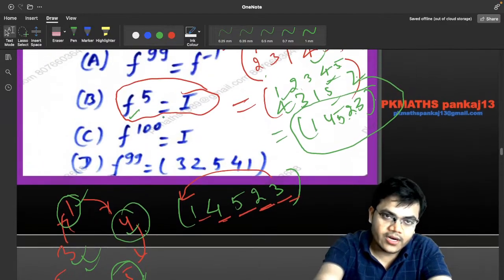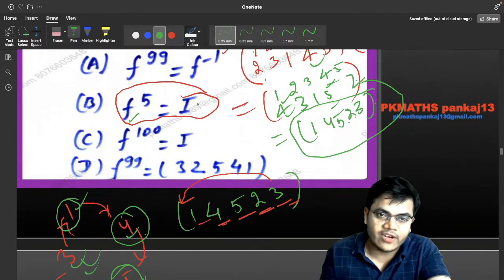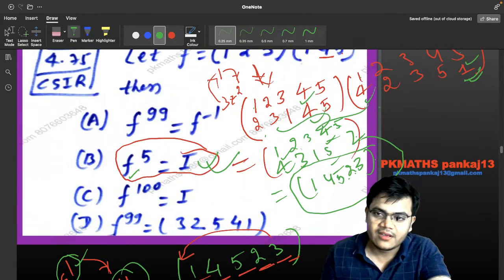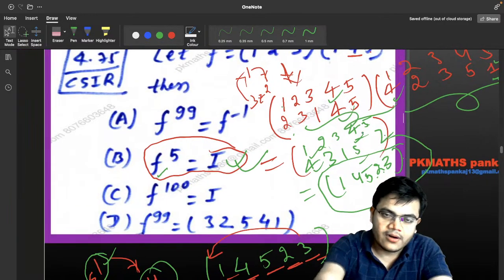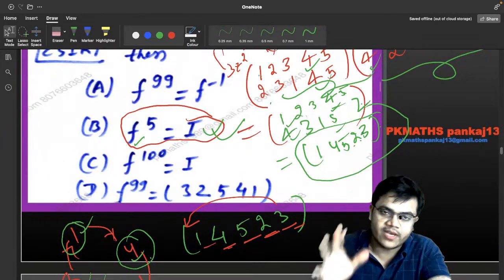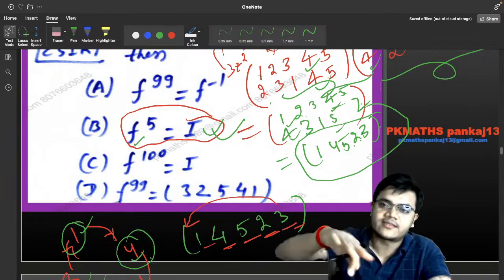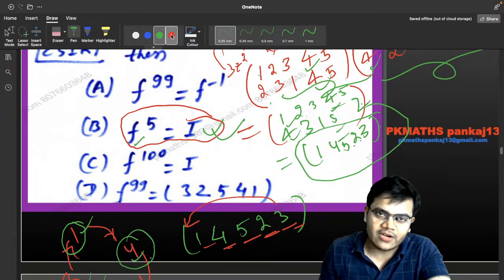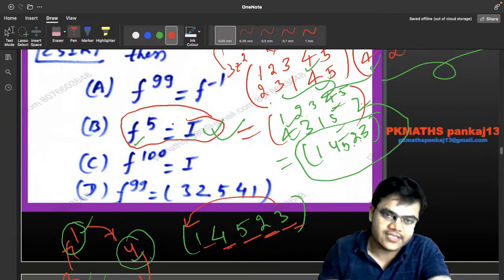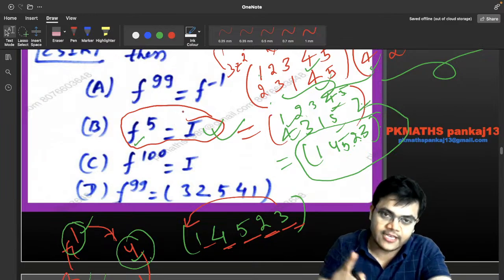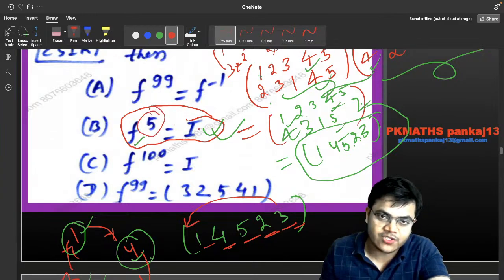Okay. So here F5 will be I. So this is a matter of calculation, one can check it easily. Okay, we can represent a permutation in more than one way, but the counterclockwise sense should not be changed. Okay, so it's a matter of calculation. Concept wise we can see it easily that after skipping 4 elements we are going to get the same. It means F5 is equal to I.